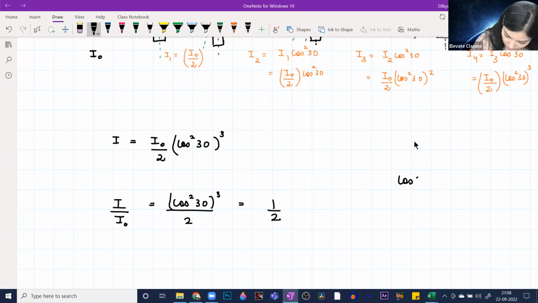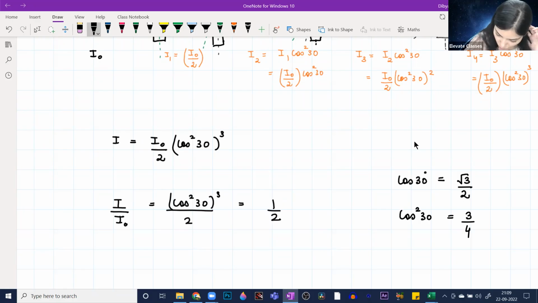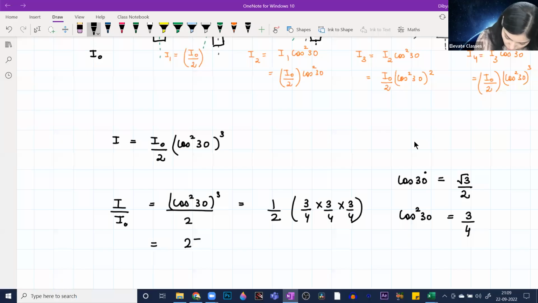And cos of 30 क्या होगा? बताओ क्या होगा? Under root 3 by 2. ठीक है. So cos square 30 is going to be equal to 3 by 4. So this is 3 by 4 into 3 by 4 into 3 by 4, which will come out to be equal to 27 by 128. Okay, so this was the answer.